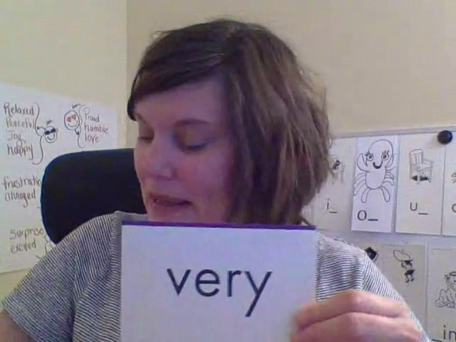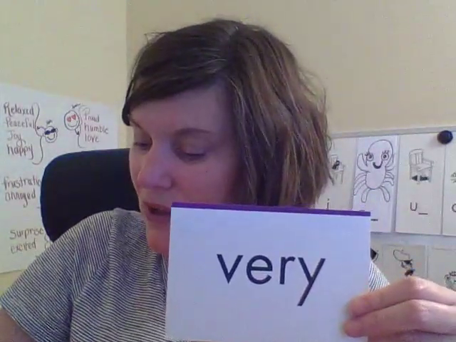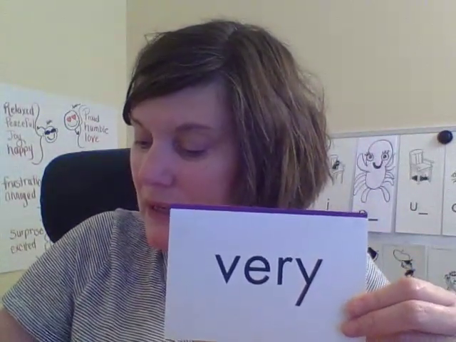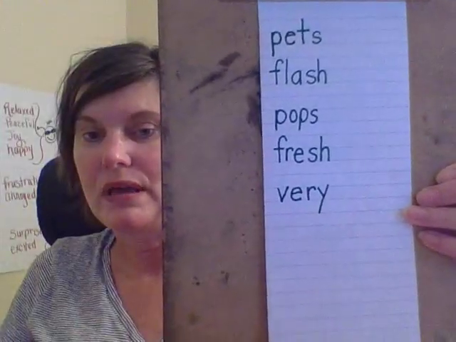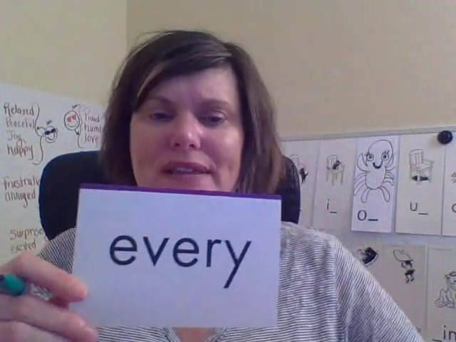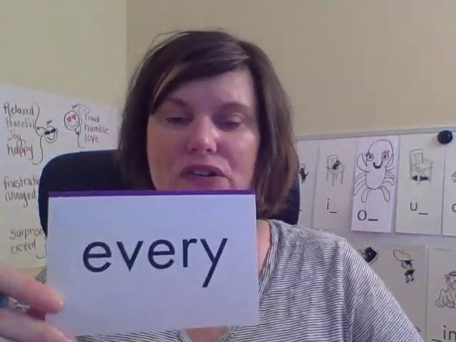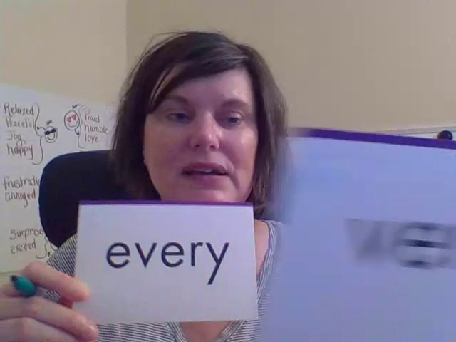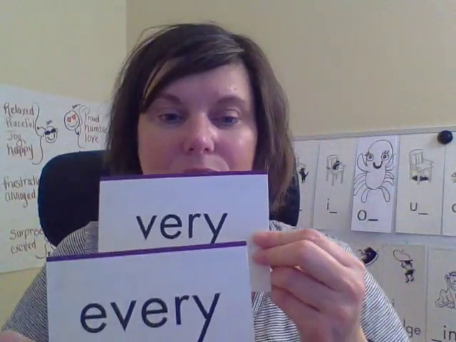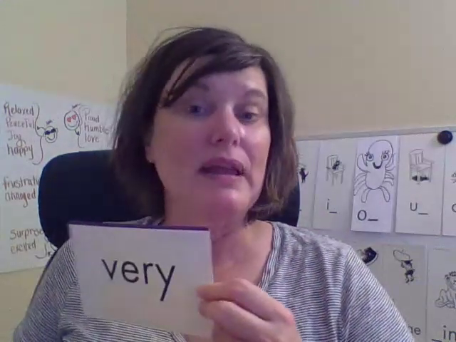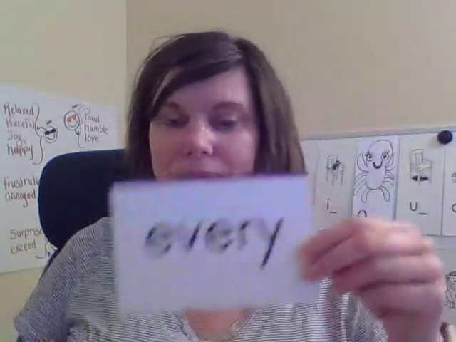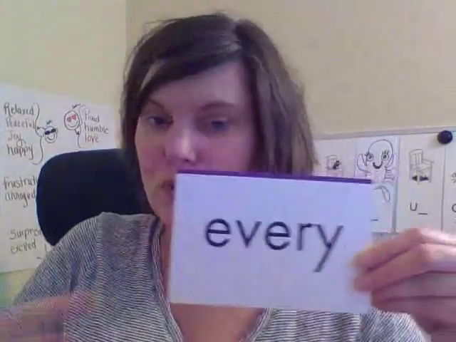Okay, let's spell it. Say the letters as you spell. V-E-R-Y. Very. You are working very hard. Good. Now we're going to spell every. A trick that I've always remembered when learning how to spell this word was that every is very, but with an E at the beginning. So if you can spell very, you can spell every.